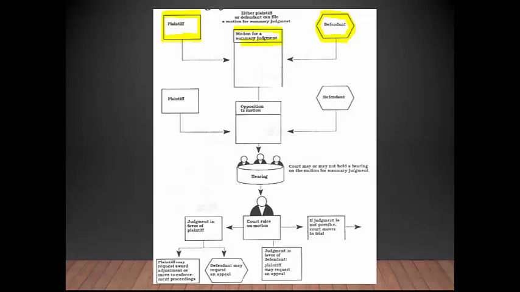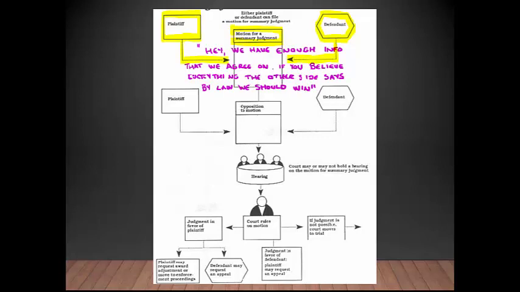We have enough information that we agree on. If you believe everything that the other side says, by law we should win. The more official language is, looking at the facts and the law in the most favorable light for the opposing side, we still win as a matter of law. The motion is then going to be opposed by the other side, and the defense is more than likely going to be that there are still facts that aren't agreed upon that should be determined by the court.